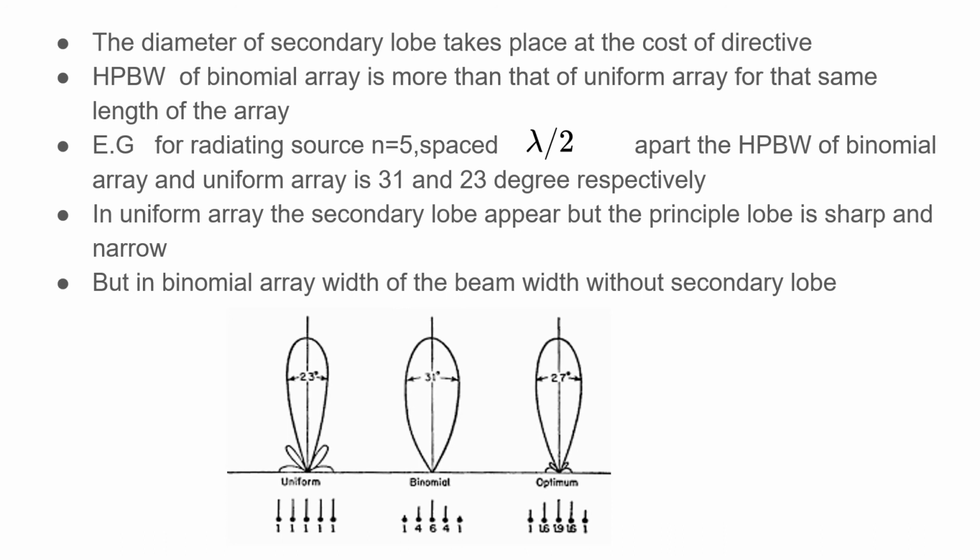So what is the observation we can make? In the uniform array we have a higher directivity. Whenever we have a lower half power beamwidth, the directivity is high. So we have a higher directivity, but we have the disadvantage that it has a secondary lobe. In the second case, that is the binomial array, where non-uniform amplitude is used, you can see that the side lobes are completely eliminated, but the radiation pattern has become broader. That means the directivity has reduced and the half power beamwidth has increased to 31 degrees. So the binomial array eliminates the secondary lobe at the cost of directivity.